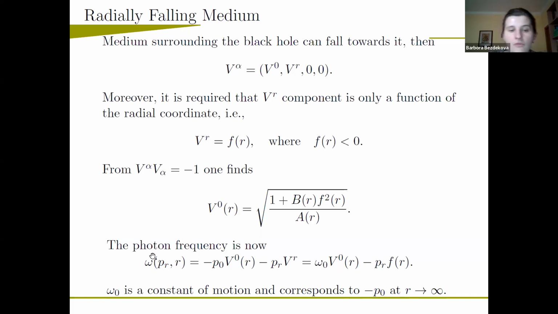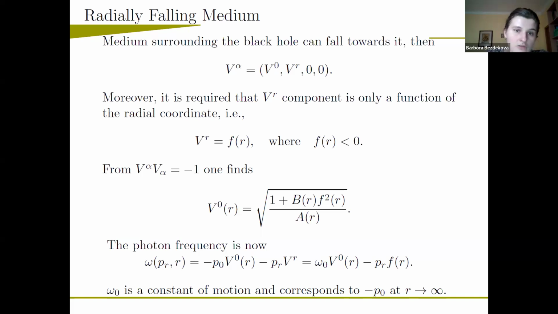For such a defined medium, I can define the photon frequency, which now reads this form where everything is known, and I can plug in for V naught. And I would like to see how this change of the photon frequency, or the individual terms of the velocity, enter the individual terms and also, for instance, change the deflection angle, which would be useful.